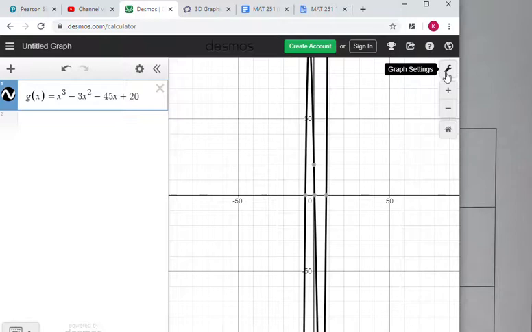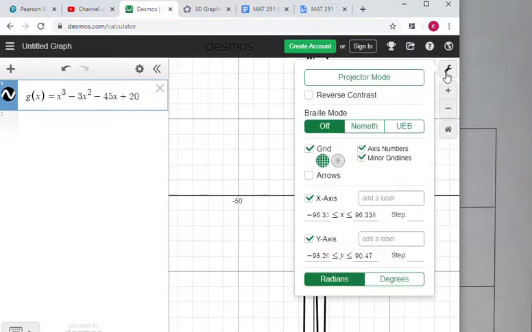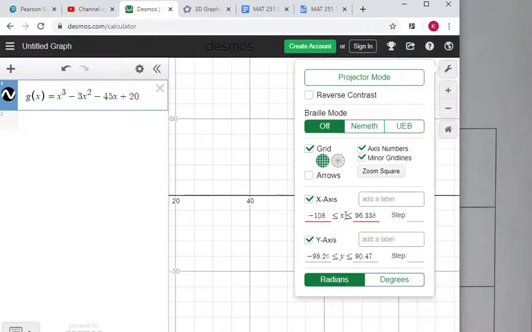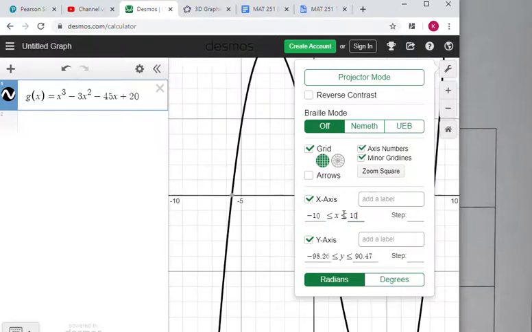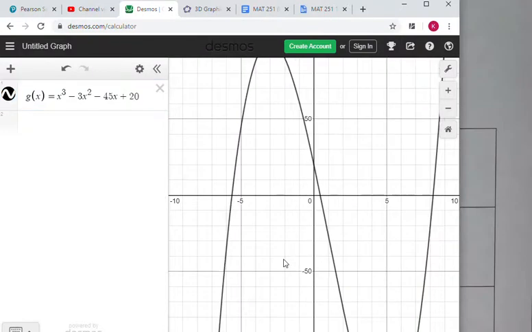So in my graph settings, I'm just going to take my x-axis and set that to -10 to 10. There, that's a bit better. Now I still don't quite have as much as I need on the y-axis. So let's look a little bit more there. I'm close, but not quite there.